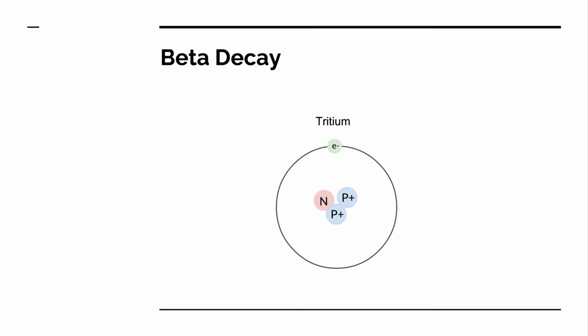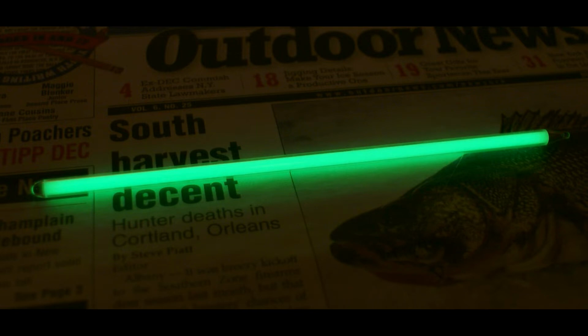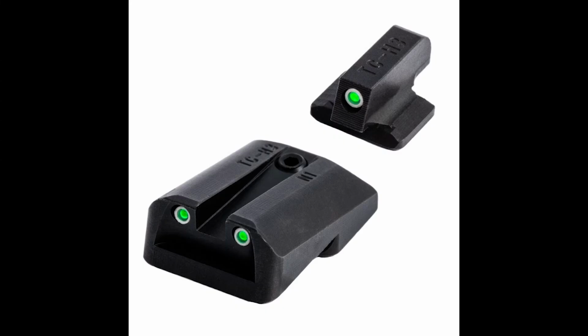So, let's look at the radioactive isotope of hydrogen known as tritium. Tritium has a half-life of 12.3 years. So, every 12.3 years, half of the tritium will become helium, specifically the helium-3 isotope, as we still have a neutron.